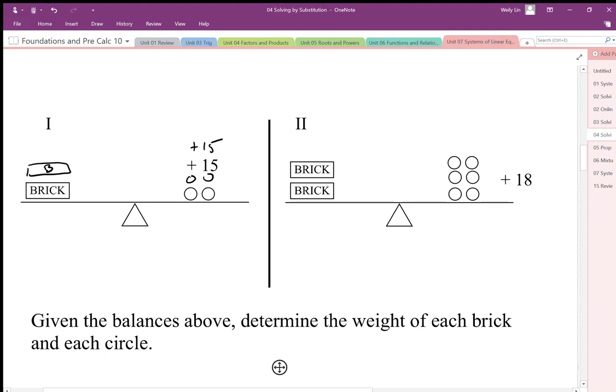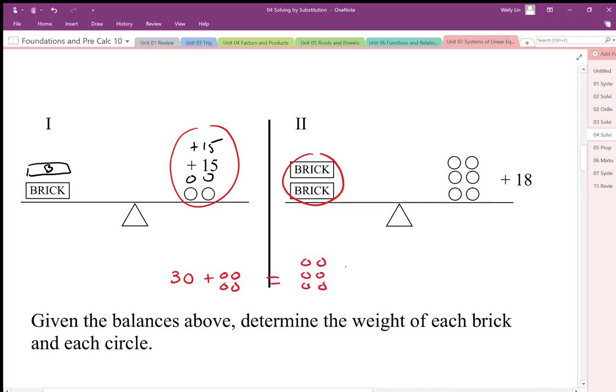Well, that means I can write a new balance. I'm going to take these two bricks here and replace them with that. So I'm going to end up with 30 plus 4 circles, and that's going to balance 6 circles and 18.